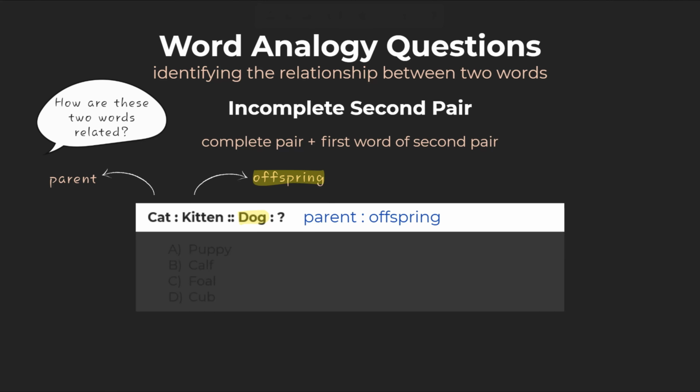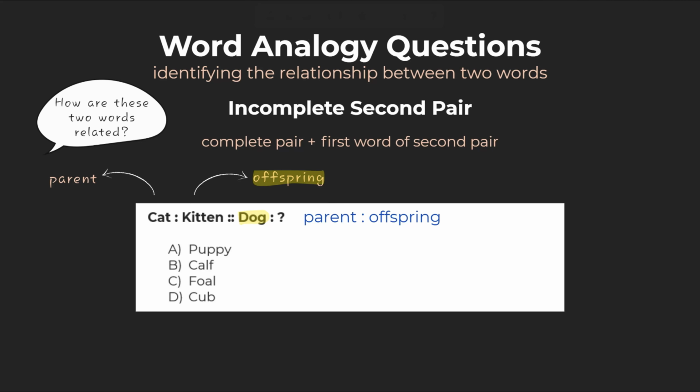Now you can take a look at the choices: puppy, calf, foal, and cub. Only puppy fits the same relationship. A dog is the parent of a puppy, just like a cat is the parent of a kitten. Although all of these animals are baby animals, just like a kitten, only puppy matches the specific relationship of parent to offspring. So dog is to puppy completes the analogy correctly.